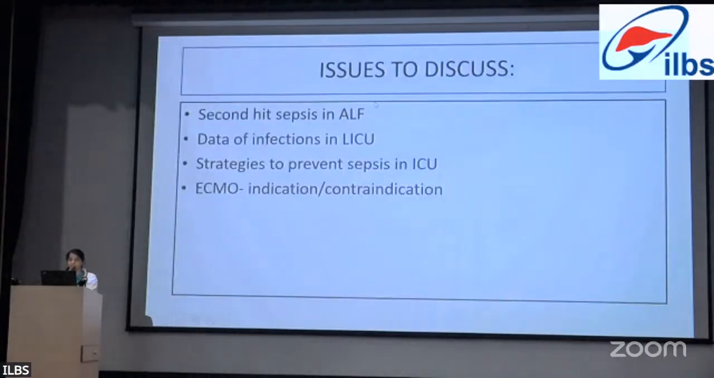So these two ALFs that we have discussed, the INR and ammonia were improving. So liver as a whole was recovering, but patients mainly died and collapsed because of sepsis. So this was a second hit sepsis in ALF, which became the cause of death for these two patients. So we will be discussing the second hit sepsis in ALF, data of infections in ICU, strategies to prevent sepsis, and ECMO indications and contraindications.